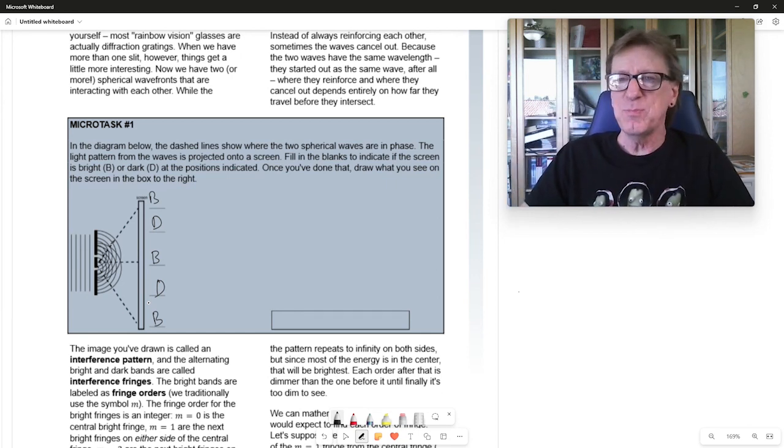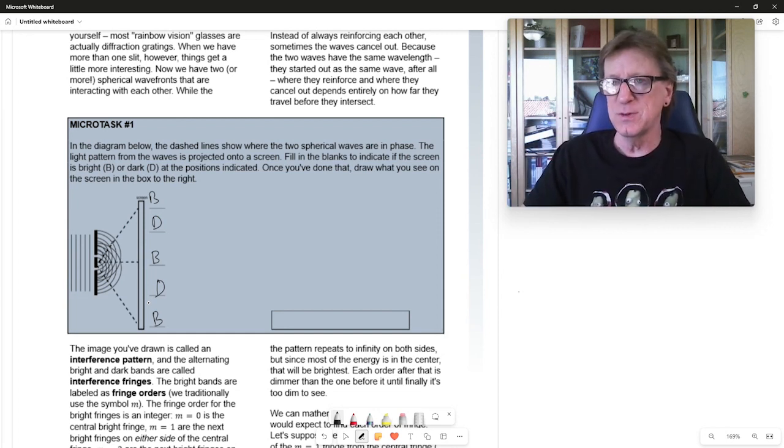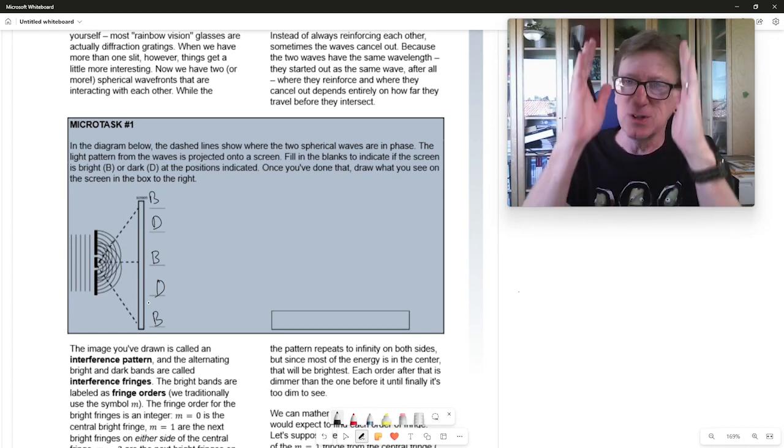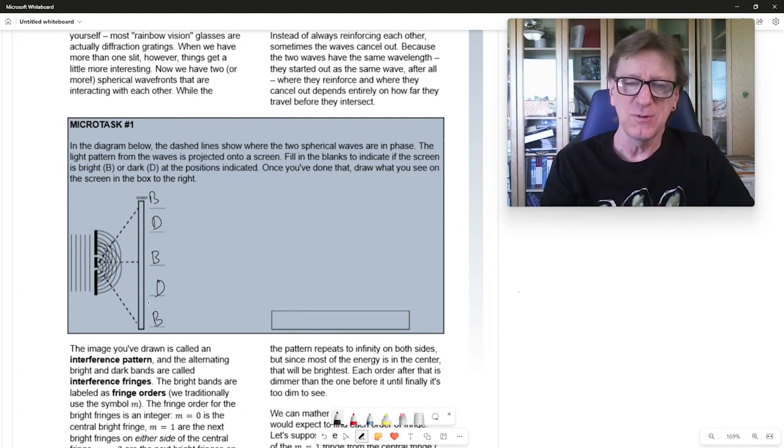Sometimes we can't actually plot the position of the dark fringes. That's what these little lines are going to be called. We can't plot the position of those destructive interference points. Instead, we know that they occur halfway in between the places where I have the bright constructive interference, where they're actually directly in phase.